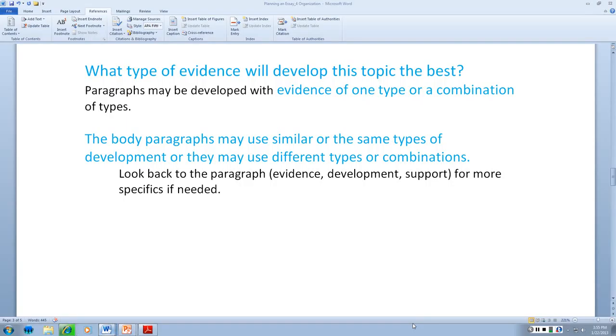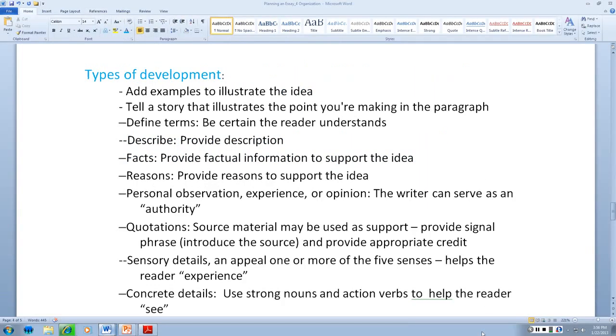So if you have questions, you can always look back to information about the paragraph, because that block or unit is what we use to develop the thesis. Body paragraphs are to be developed in such a way that they support the topic of the paragraph, and they also support the idea being presented in the thesis. So how do we develop a paragraph?